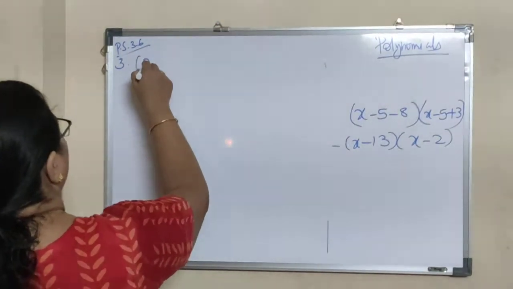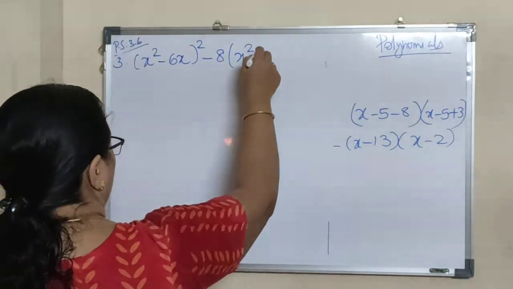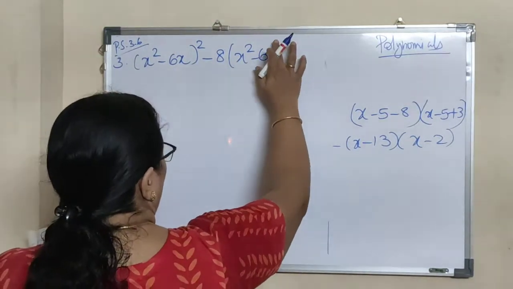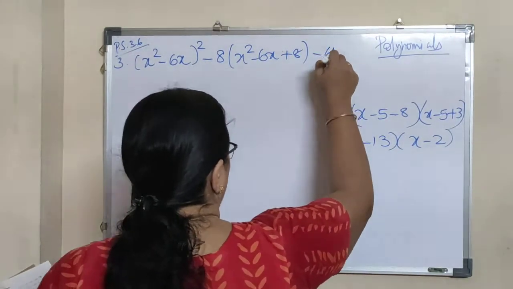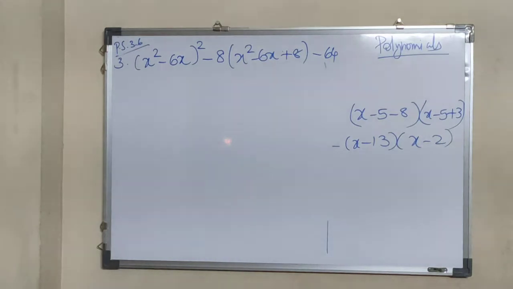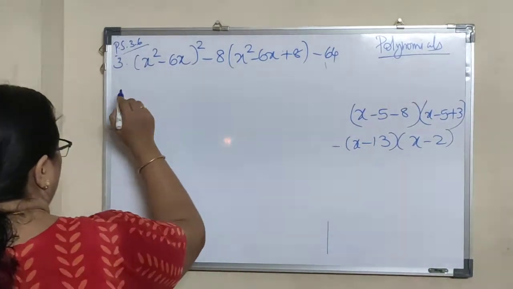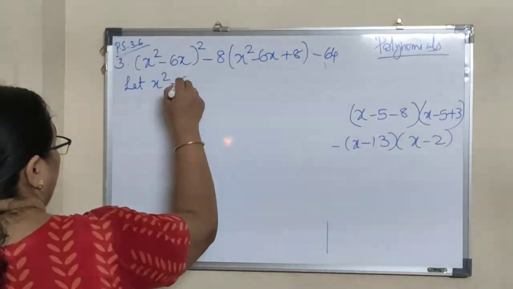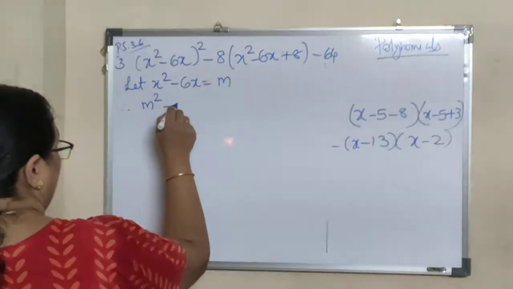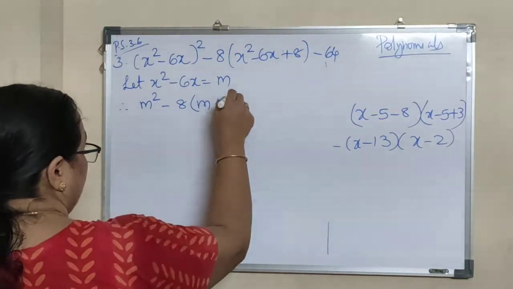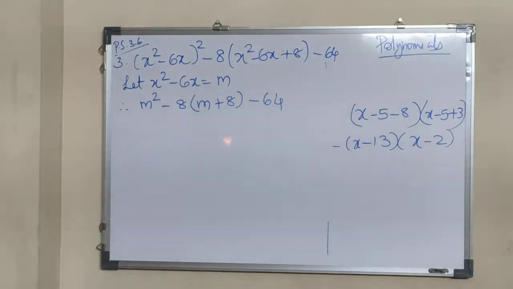Question is (x square minus 6x) the whole square minus 8 (x square minus 6x) minus 64. Oh, I'm not supposed to close the bracket. Okay, now do you have something, x square minus 6x? Yes. So let x square minus 6x be m. Therefore, it becomes m square minus 8m minus 64. Got it? Is this very clear?